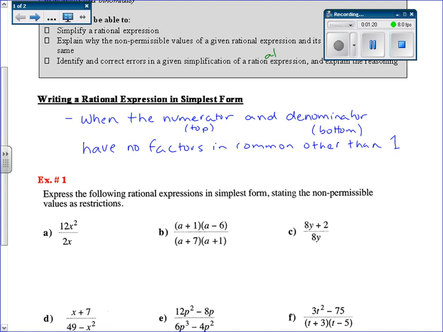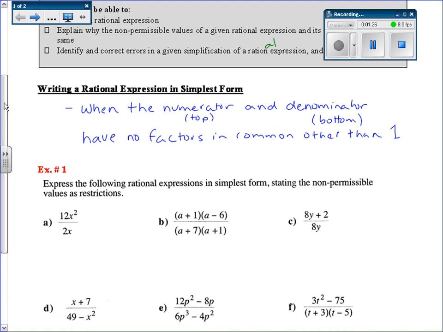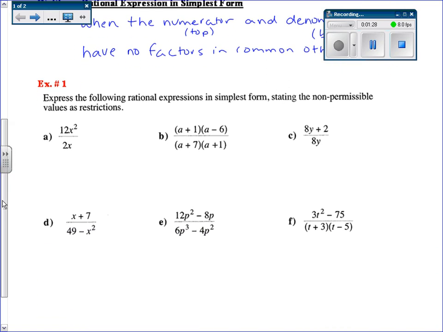Okay, and all that we're going to do is a few examples here. We're just going to do 3 examples, and then you have some text work to do. So we're going to express the following rational expressions in simplest form and state the non-permissible values as restrictions. Do your non-permissible values first. Those have to come first.